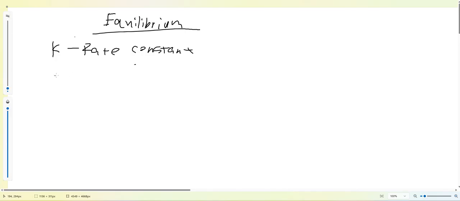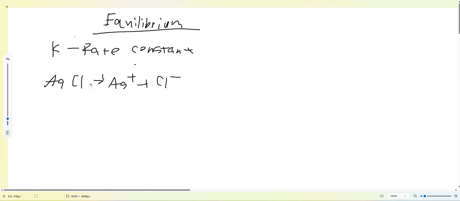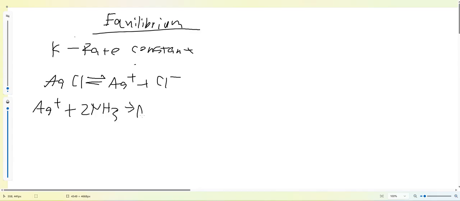So, if we go AgCl turns into Ag plus Cl minus, don't forget to use the equilibrium arrow. If you end up accidentally using the non-equilibrium arrow on the AP exam, College Board hates that. Ag plus 2NH3 turns into AgNH3 2 plus.